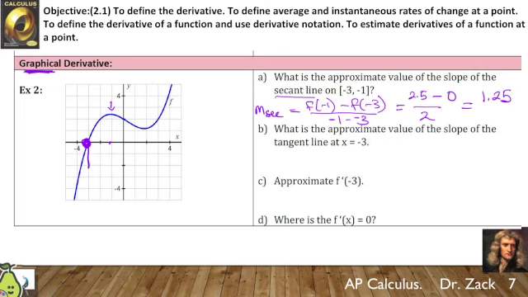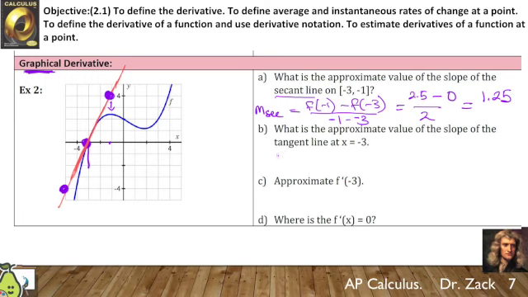Next question, we're going to approximate the value of the slope of the tangent line. So it might be helpful if you draw the tangent line to x equals negative 3. So when we draw that tangent line, let's draw it in. Now I want to find the slope of that tangent line. I can't really use the value at negative 3. So I'm going to pick 2 points that are nice points on this curve. It looks like this.